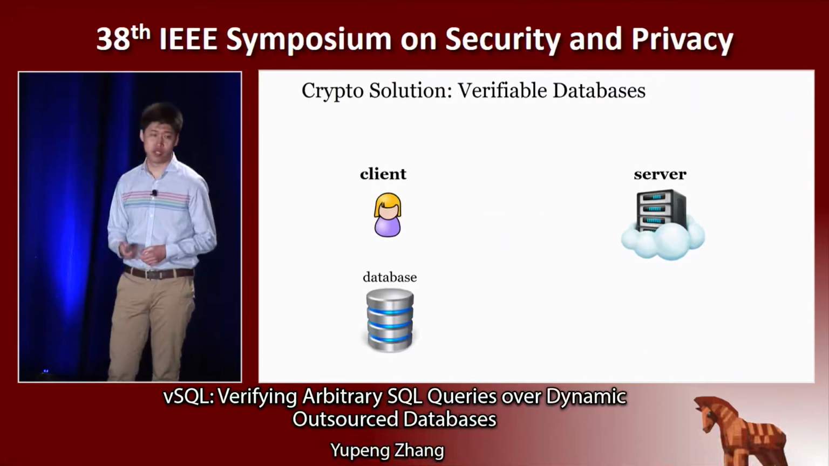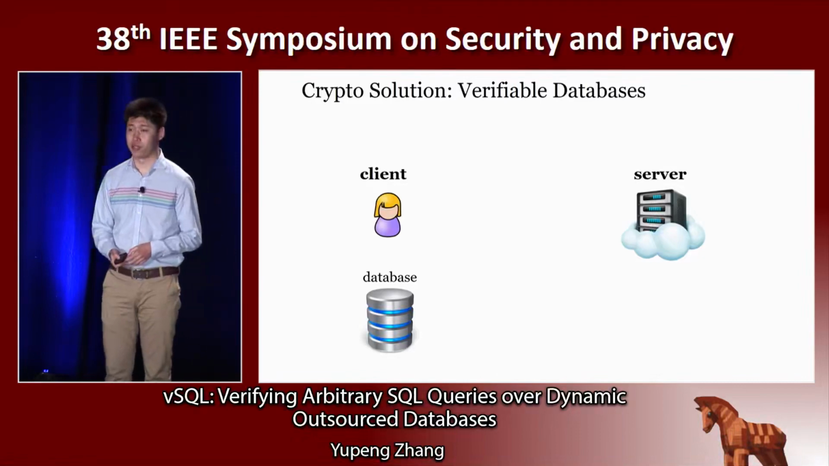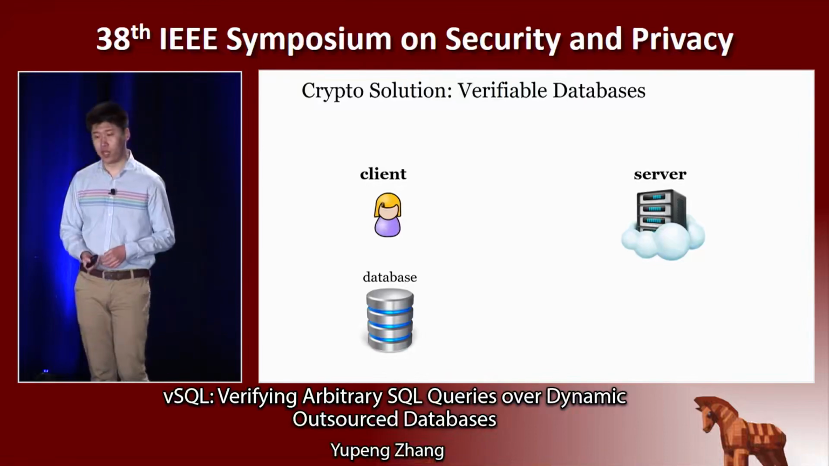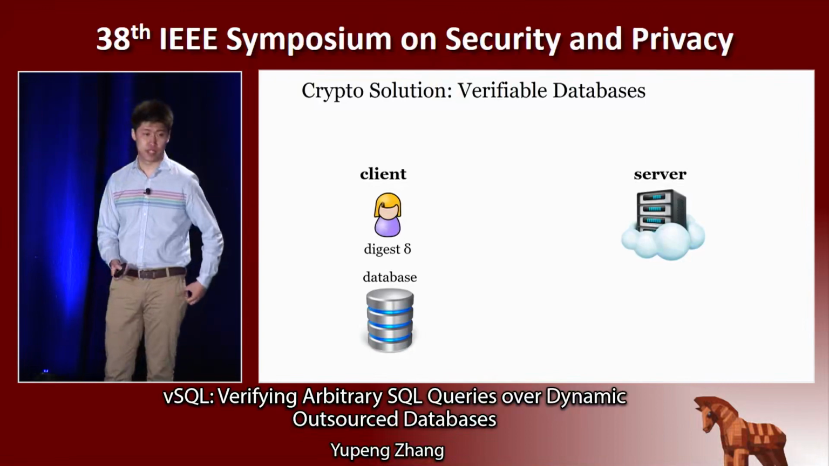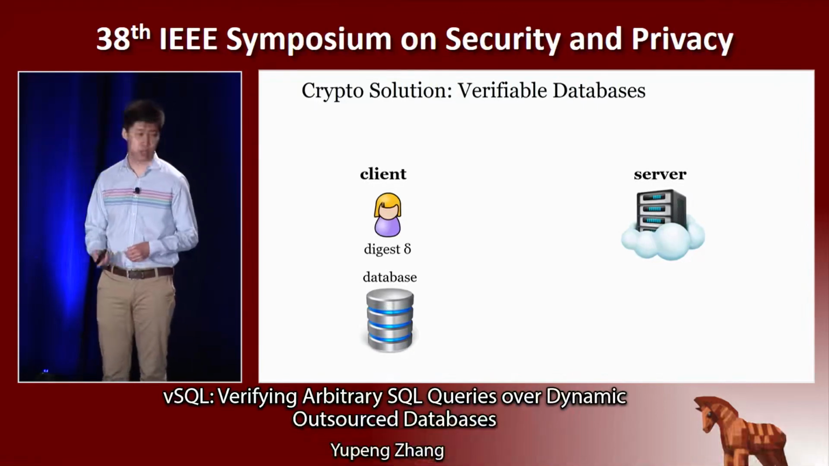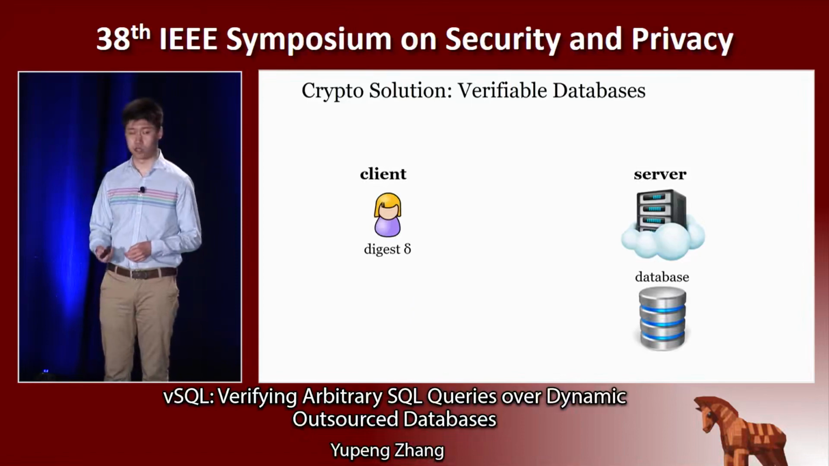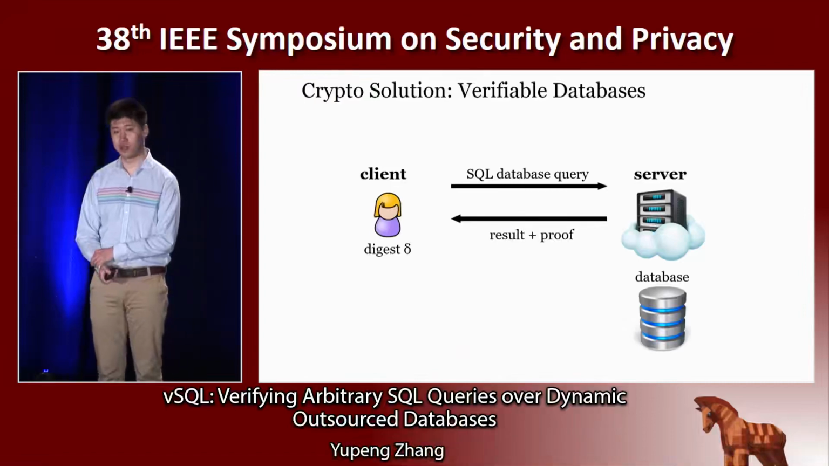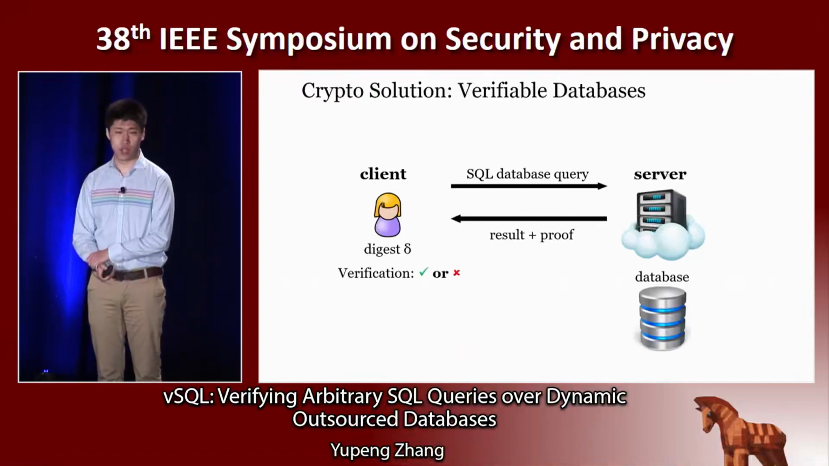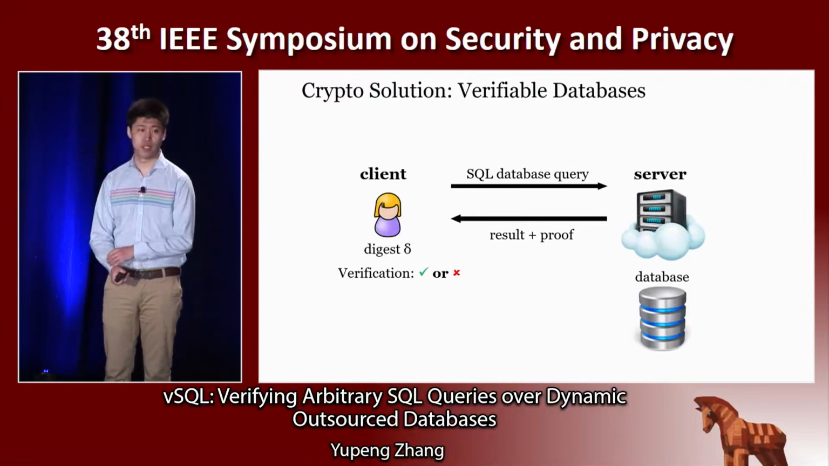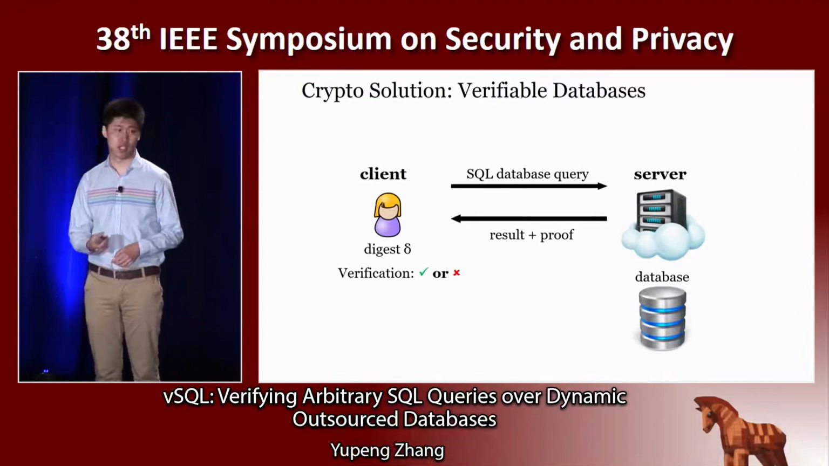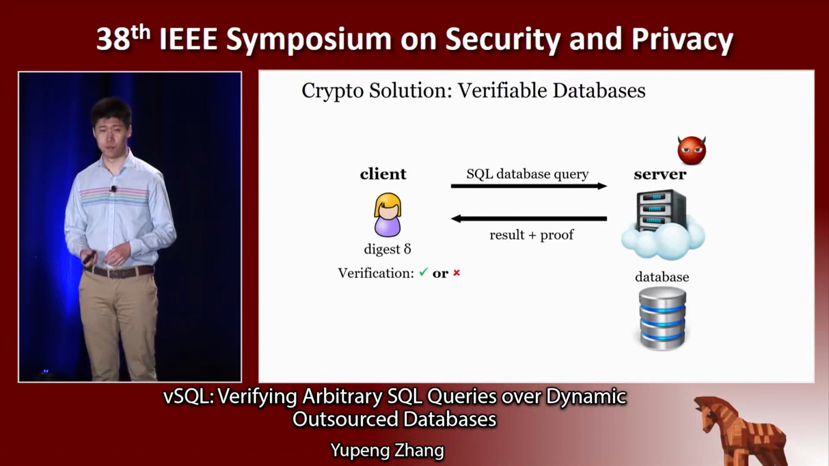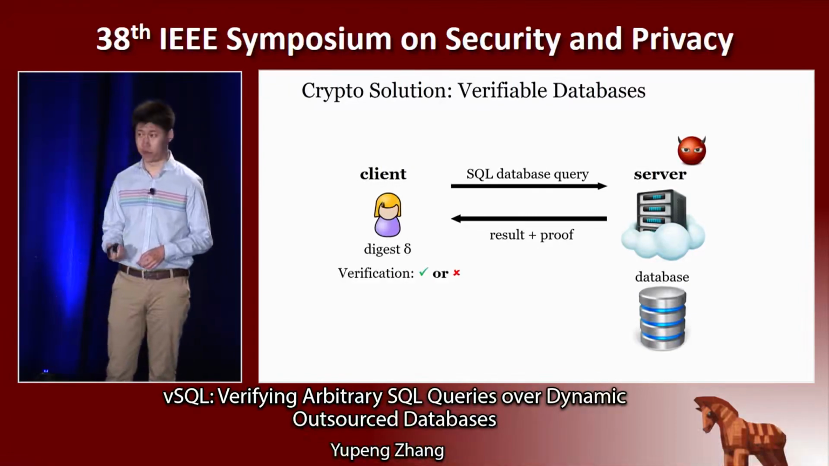The crypto solution to this problem is called verifiable computation. In particular, it's verifiable databases. It allows the client to compute a short digest from the database, store it locally, and also outsource the database. Later, for a SQL query, the server returns the result plus a proof. With verifiable databases, the client is able to validate the correctness of the result using the digest and the proof. The security guarantees that even if the server is malicious, it is infeasible for him to return a wrong answer but still pass the verification.